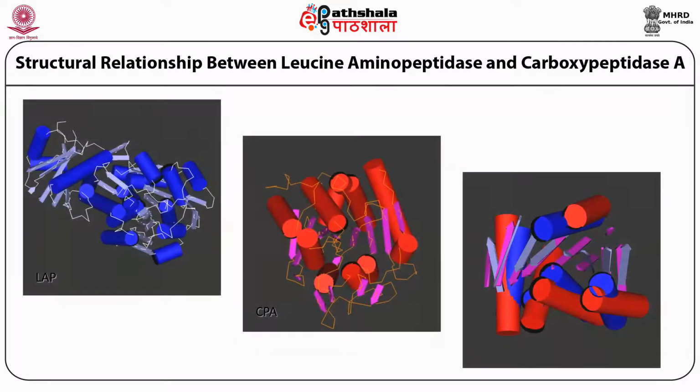Here I show you the two structures: on the left-hand side is the LAP and the next one is the CPA. If you remove everything and just superimpose the two structures based on their secondary structure, you get to know how good a structural alignment can be. This is an exact example of what I told you earlier about chemically similar structural elements.